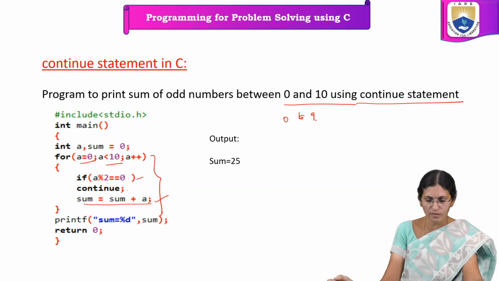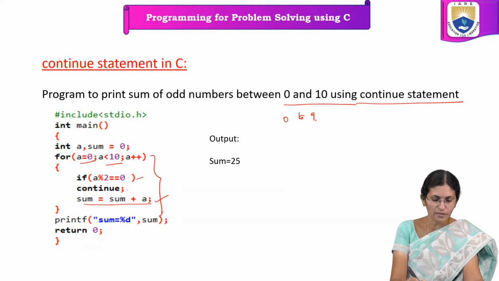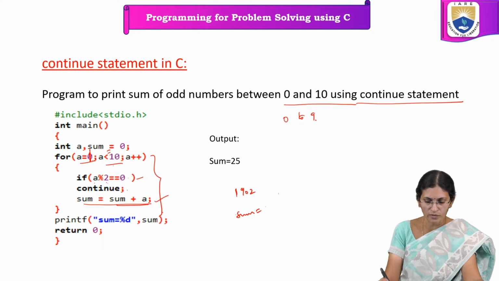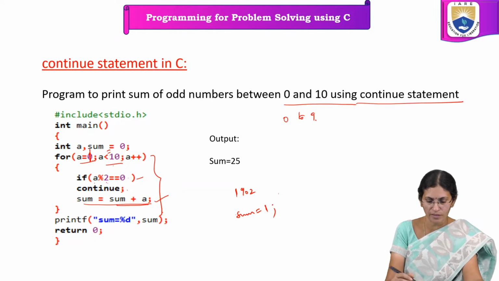Now let us see how this is performing. For a equal to 0, we can also start from 1 here, so 1 to a less than or equal to 10. If it is starting from 1, then 1 mod 2 is equal to 0. This condition is not true, so therefore sum will be evaluated. Now sum is equal to sum plus a. The initial value of a is 1, so sum is equal to 1 in this iteration.